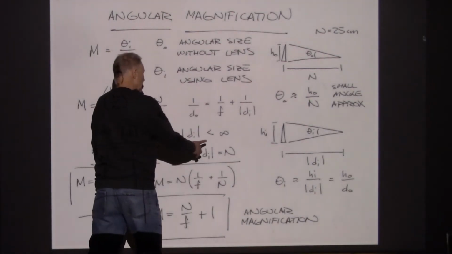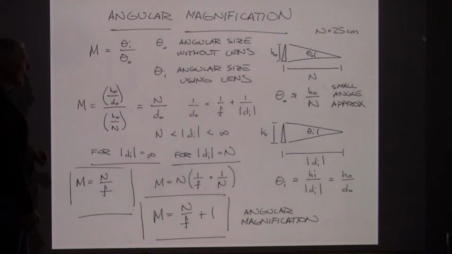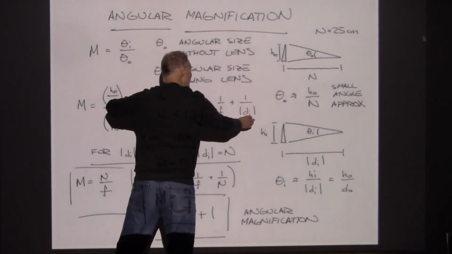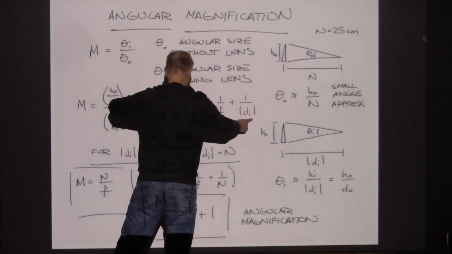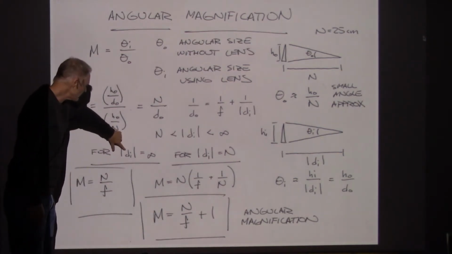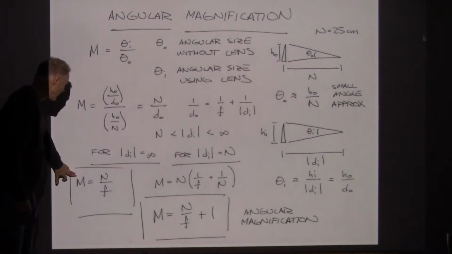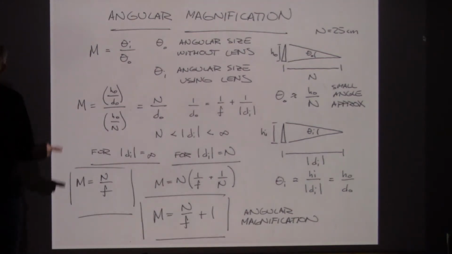If I take this expression and plug that in to here, what I can do is first of all take 1 over di, where di is right at the near point, and then I can take it where di is out at infinity. Well, let's do that one first. If di is at infinity, then what I'm going to get is an angular magnification of n over the focal length.